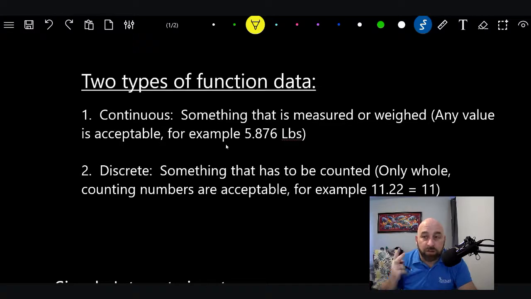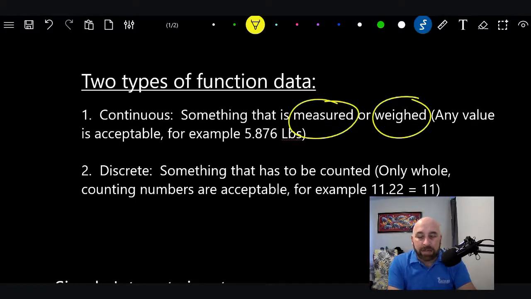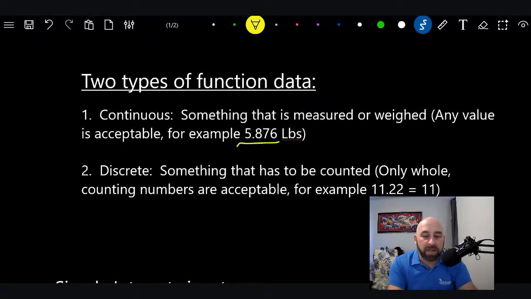All right, there's two different types of function data. There's what's called continuous function data, and this is on the next page. You can go ahead and turn your books over to page 360, and you'll see down there at the bottom, there's continuous data. What does that mean? That means when something is measured or weighed. For example, any value is acceptable. You could have, I put down there 5.876 pounds.